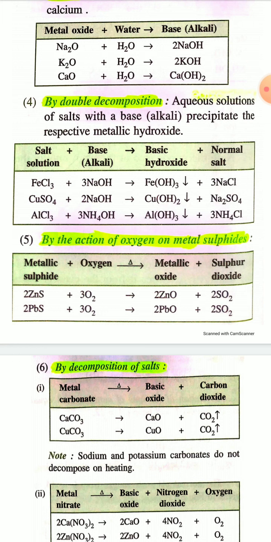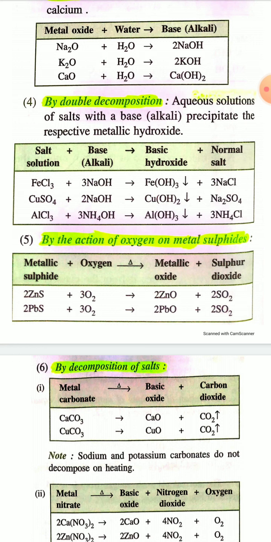when an aqueous solution of some salt like FeCl3, CuSO4, AlCl3 reacts with a base or alkali, it will form another basic hydroxide by double decomposition reaction and a normal salt. So when an aqueous solution of some salt reacts with a base or an alkali, a new basic hydroxide or new base will be produced along with a normal salt.